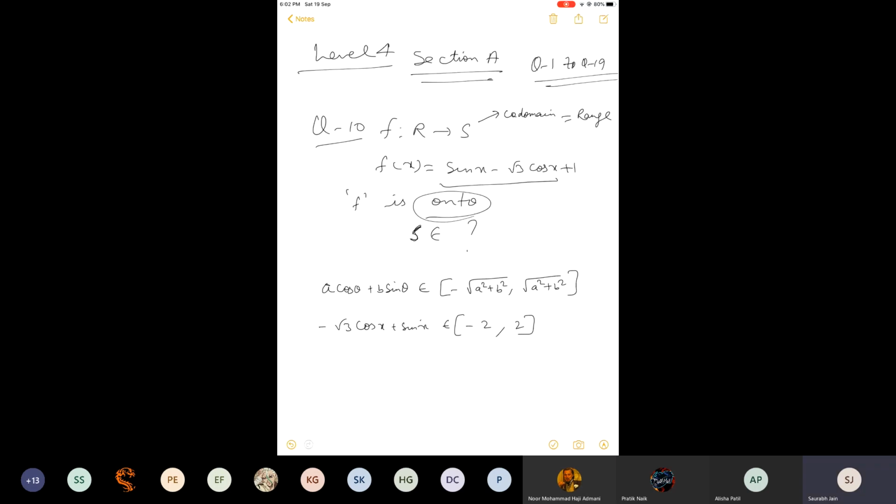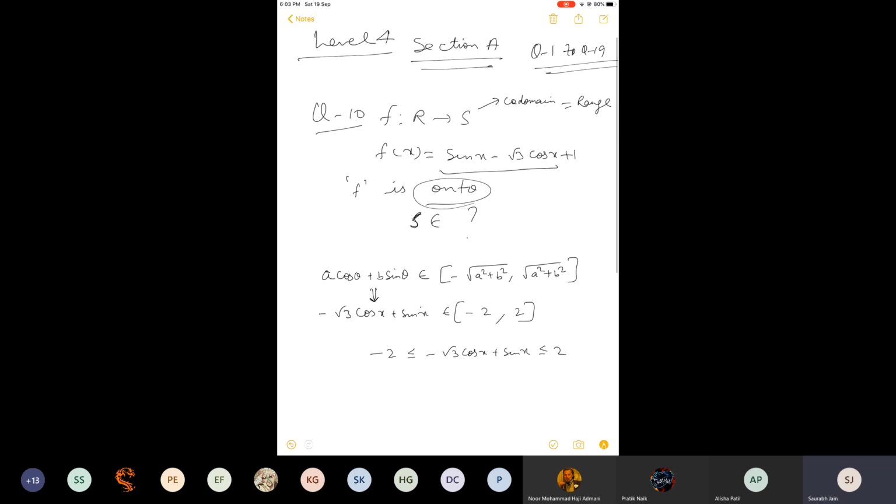Then in place of b we will put 1. We are basically comparing these two. In place of theta we have x, in place of a we have minus root 3, in place of b we have 1. When you put these values here, this under root thing will become root 4, and root 4 is 2. This is the range of the first two terms, sin x minus root 3 cos x. Now plus 1 is also there. So you will write that this thing varies from minus 2 to plus 2.